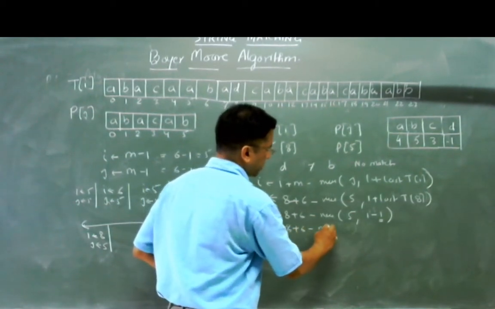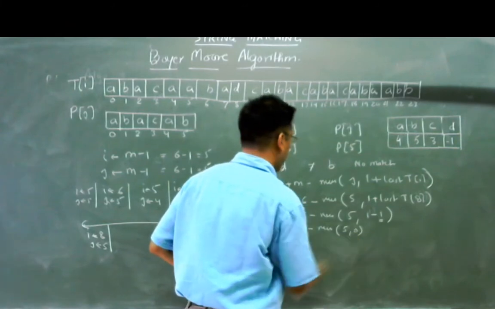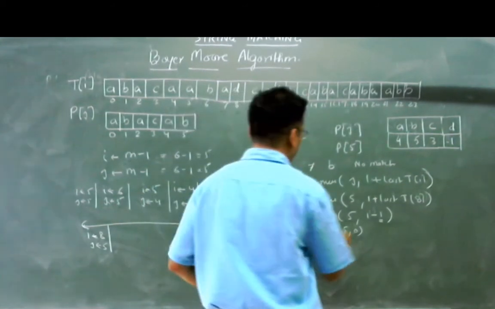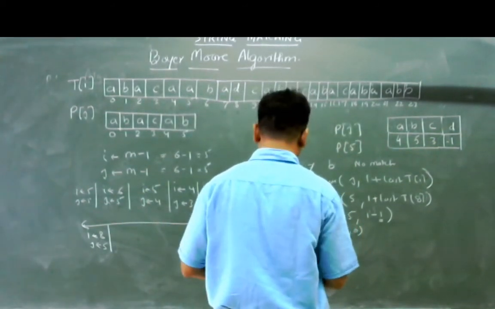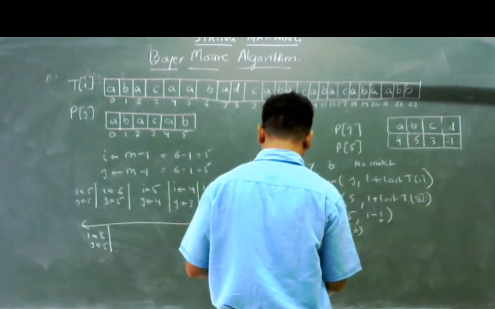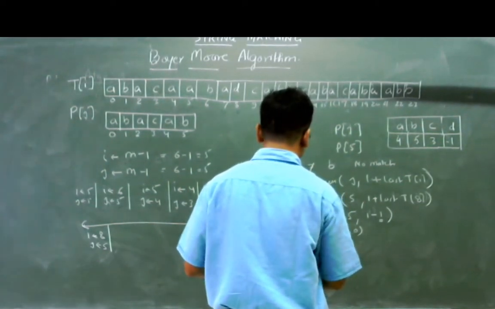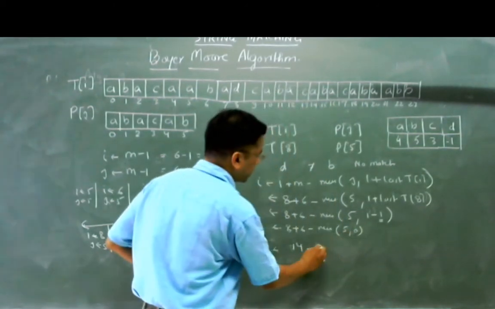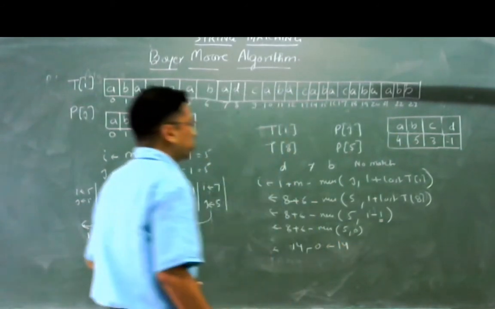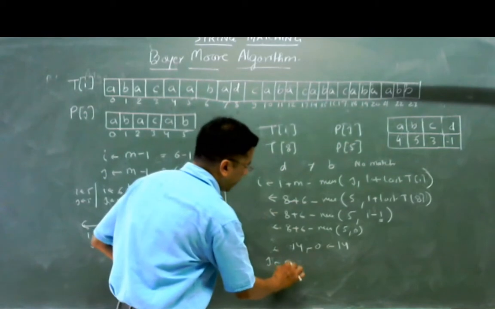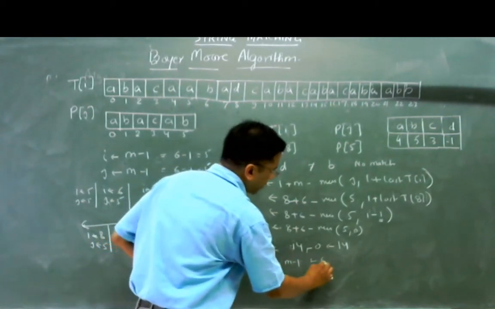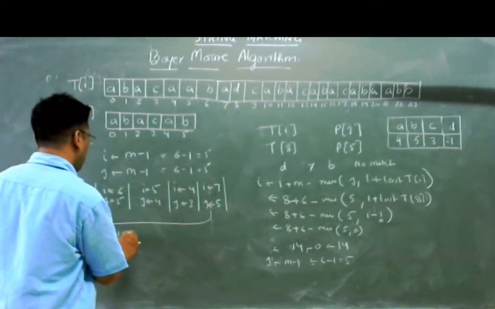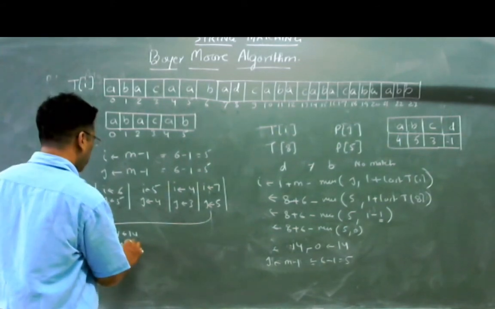8 plus 6 minus minimum of 5 comma 0. Now the minimum of 5 comma 0 is 0. So the next position, in this position, I take 8 plus 6, that is 14 minus 0, which would be equal to 14, right? So the position of j would be equal to m minus 1, that would be 6 minus 1 equals 5. So the new index would be i equals 14 and j equals 5.